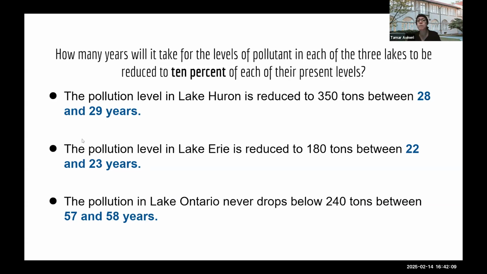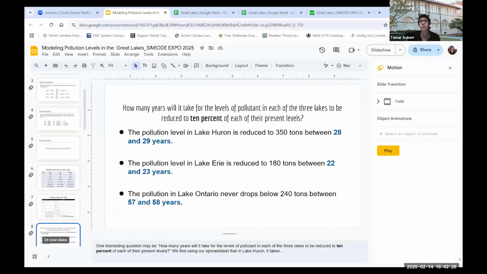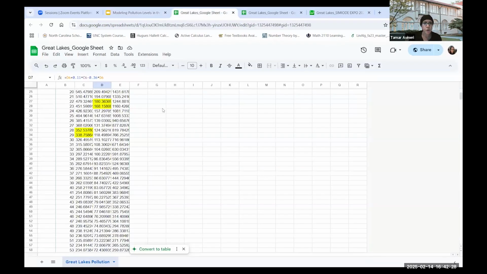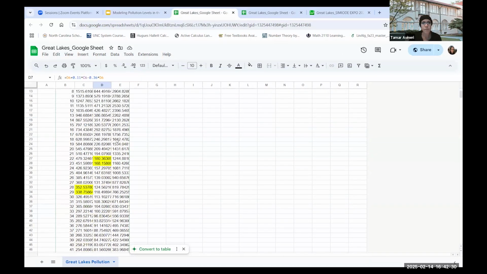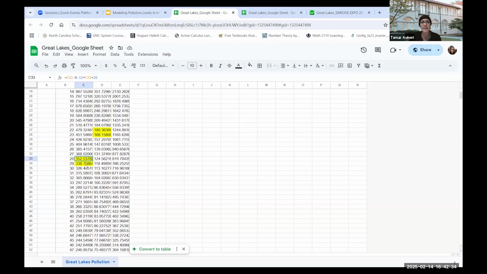An interesting question may be, how many years will it take for the levels of pollutants of each of the 3 lakes to be reduced to 10% of their present values? So for Huron, that would be 350 tons. So then they could pop over to their Google Sheet, and then we can see Huron is column C, and we see that it must happen somewhere between the 28th and 29th year.